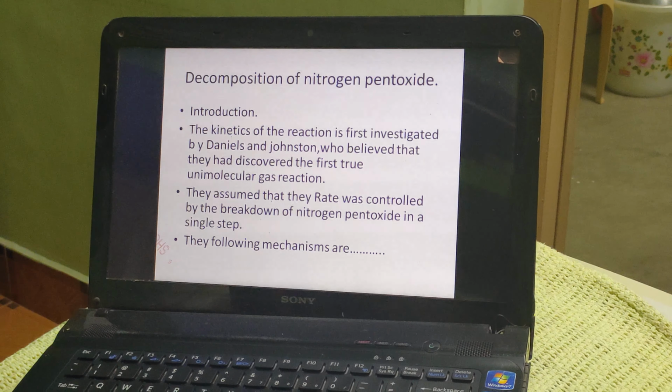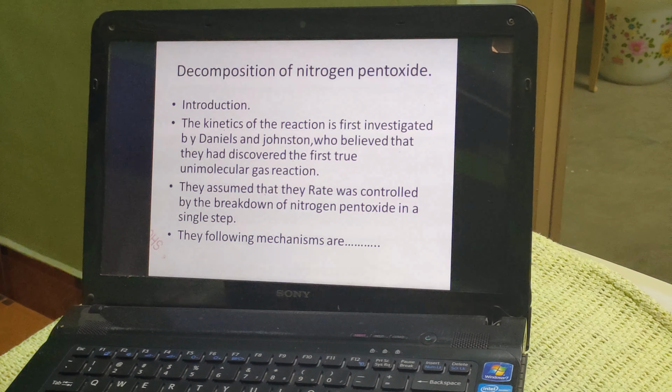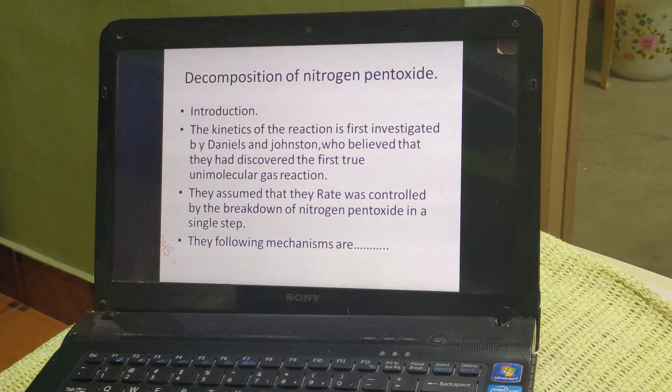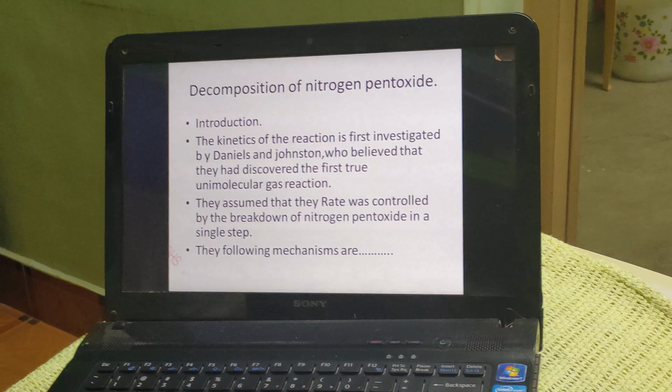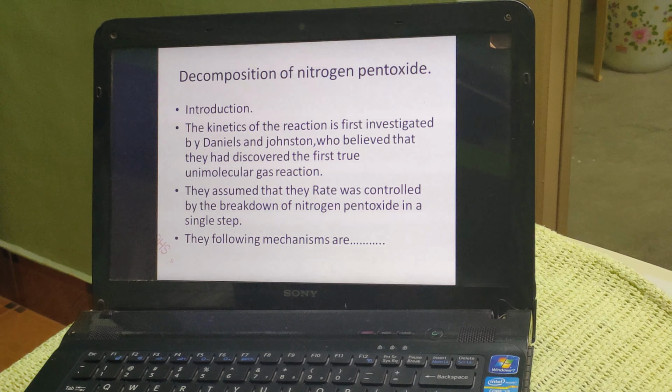I will discuss the topic chain reactions: decomposition of nitrogen pentoxide. Introduction: the kinetics of the reaction was first investigated by Daniels and Johnston, who believed that they had discovered the first unimolecular gas reaction.